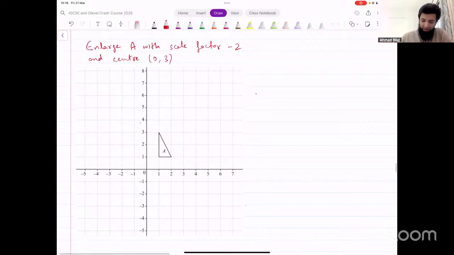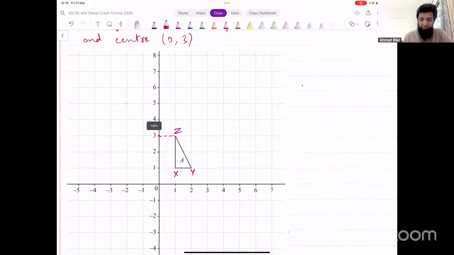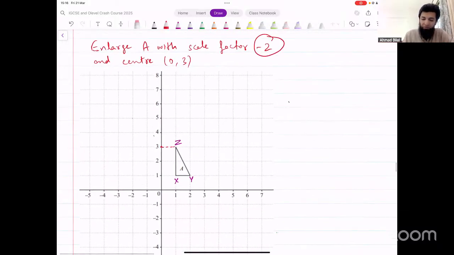When the scale factor is negative, let's mark the points again. So we've got this point X, Y, and Z. Point Z is 1 unit to the right. When the scale factor is -2, the diagram is going to go on the other side of the center of enlargement. This point is going to go 2 units on the other side, and that is where the point Z prime is going to be.